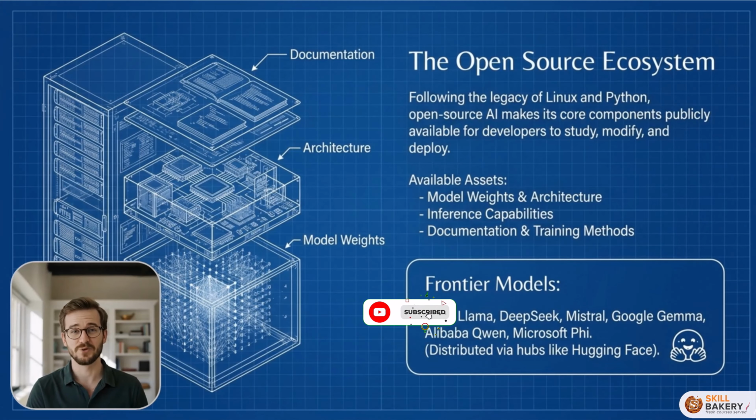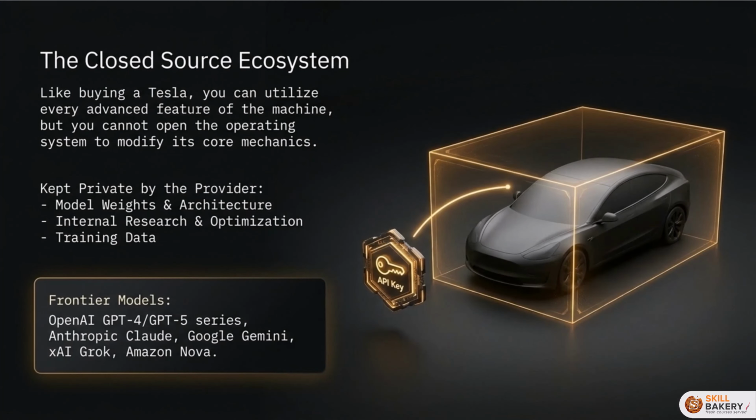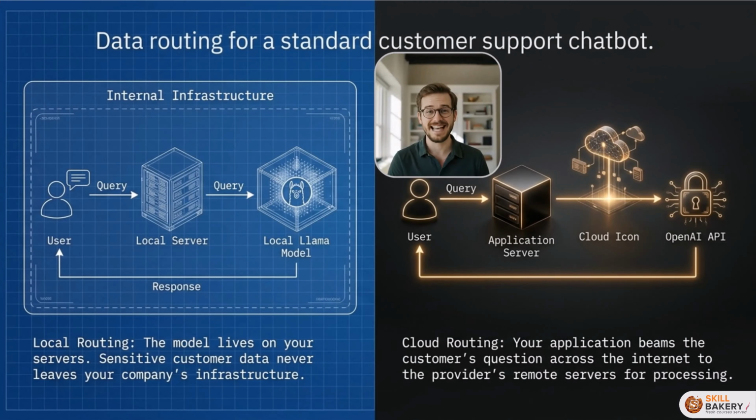The open source ecosystem, inspired by projects like Linux, makes components public. This allows developers to study, modify, and deploy models like Llama or Mistral directly, often via platforms like Hugging Face. Conversely, the closed source ecosystem functions like a proprietary machine. You get powerful features from models like GPT-4 or Claude, but you cannot access or modify the underlying architecture or weights. This impacts data routing.